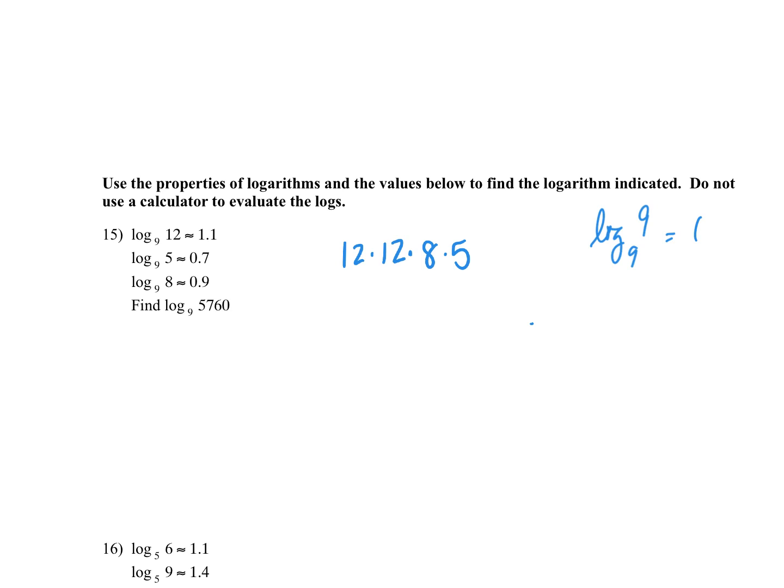So this would be the log base 9 of 12, which is 1.1, plus 1.1 again, plus the log base 9 of 8, which is 0.9, plus 0.7. So the answer would be 3.8, because it would be the log of each one of those.